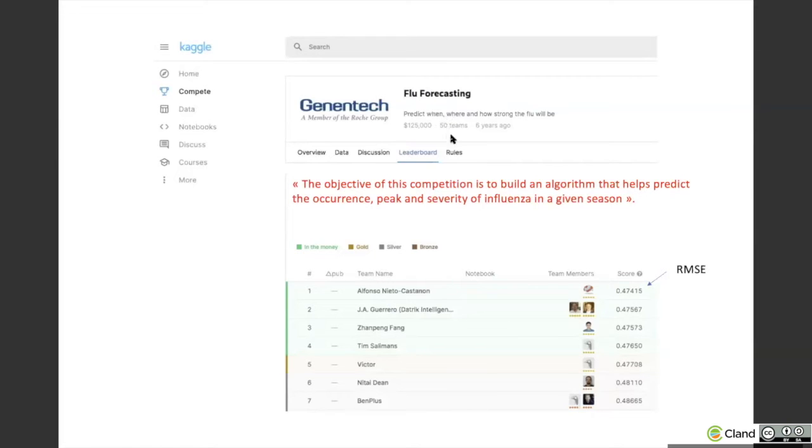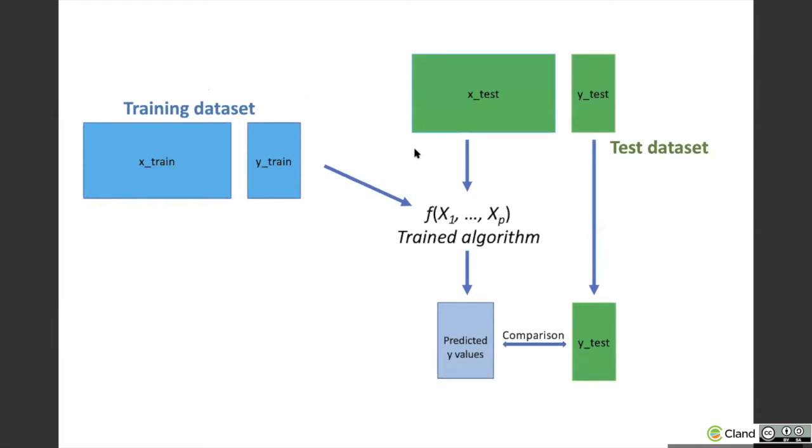So you can see that 50 teams participated in this challenge. And there was some money in the game. You could gain as much as $125,000. And this challenge, like all the challenges organized by Kaggle, is based on this framework. So for each topic, you download a training dataset. Based on this dataset, you can develop your own algorithm for predicting the response variable. So here it was the incidence of influenza.